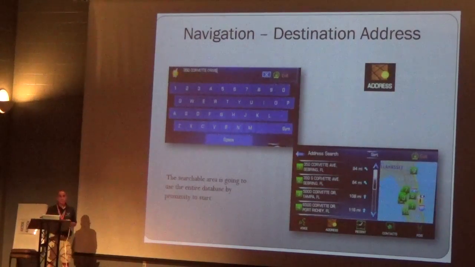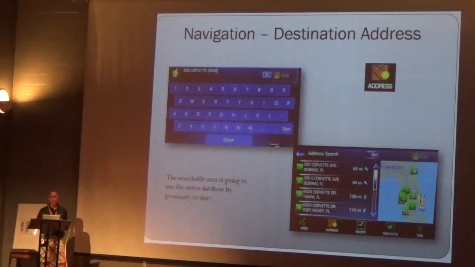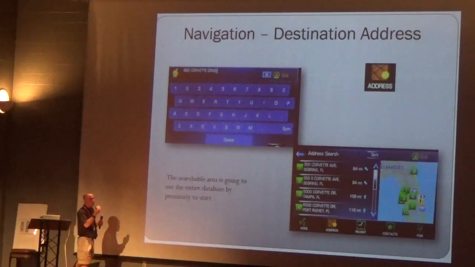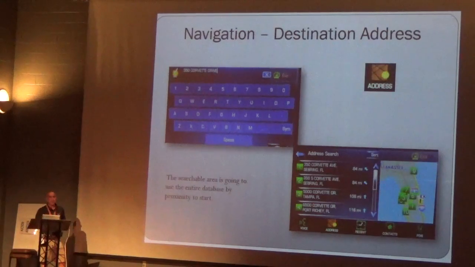Now here's another interesting one. It's going to use the entire searchable area to start with. This is, again, specific to 14 and 15 because it does not ask you to refine that search. In 16, it asks you to refine that search by city, by street, and so on. This one, you can simply type whatever you want into this dialog box.